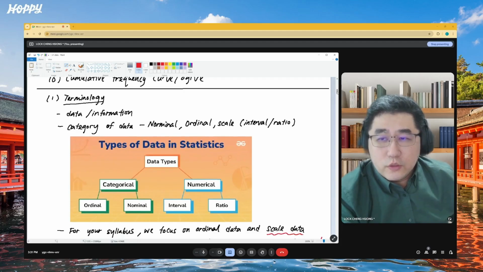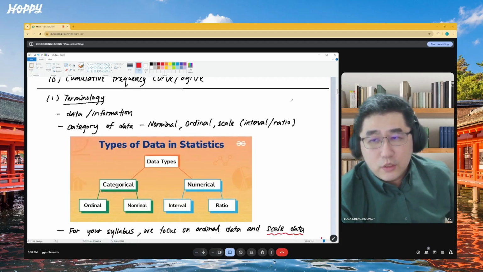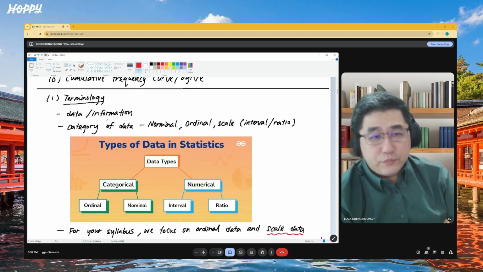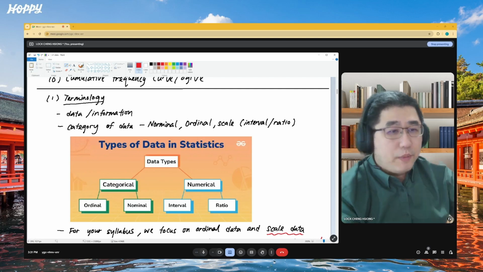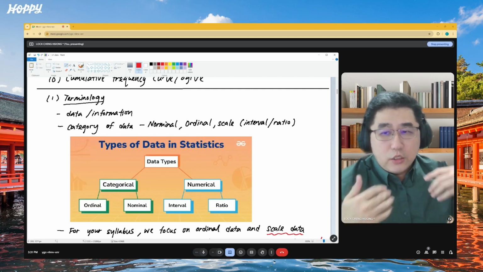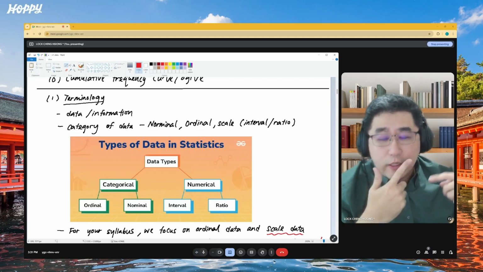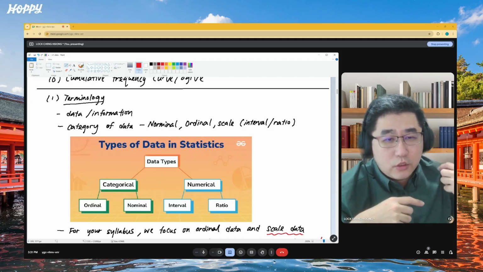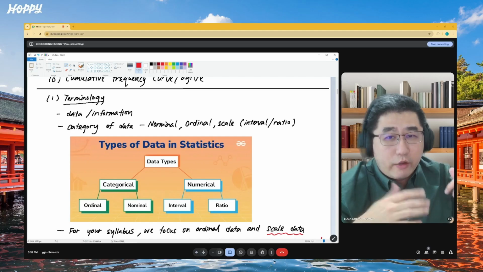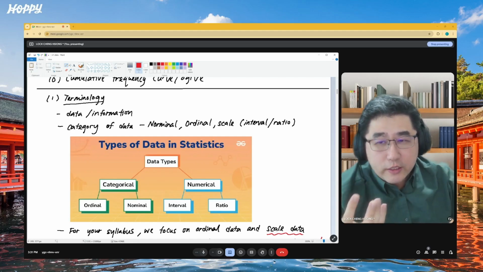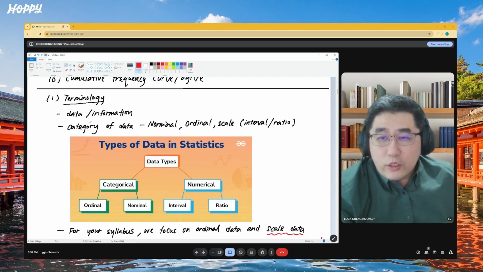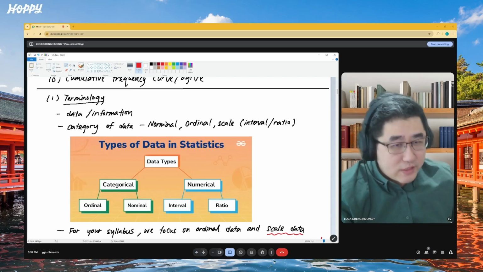First of all, let's look at terminology. Data means information. For example, a person's height, the weight, the eye color, the hair color, maybe favorite food, the income of the person. They are all information. So all of this information are data of a person.